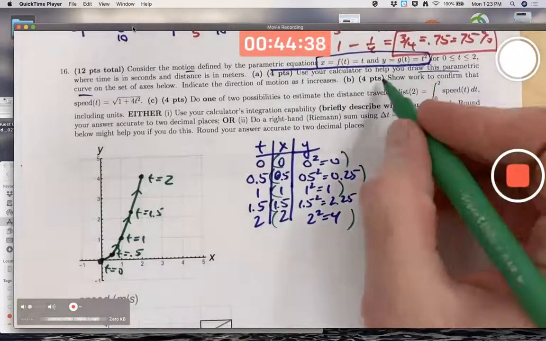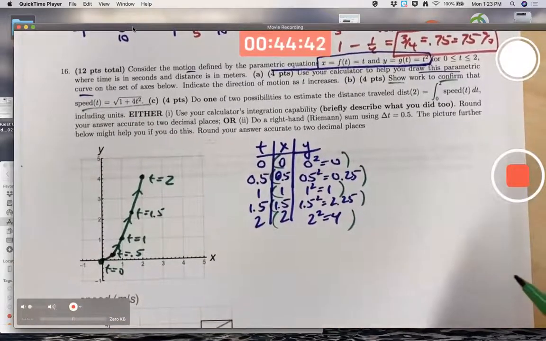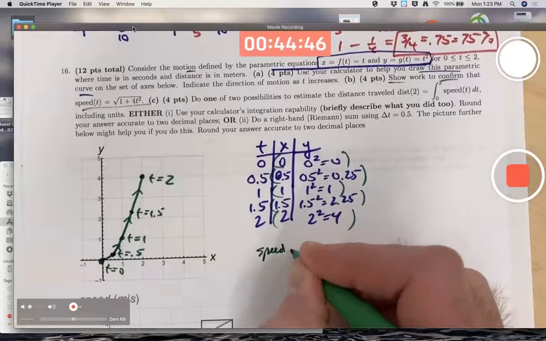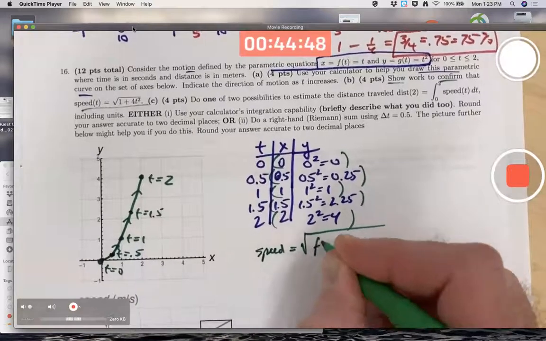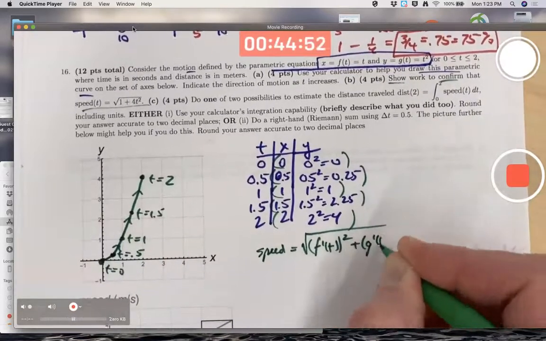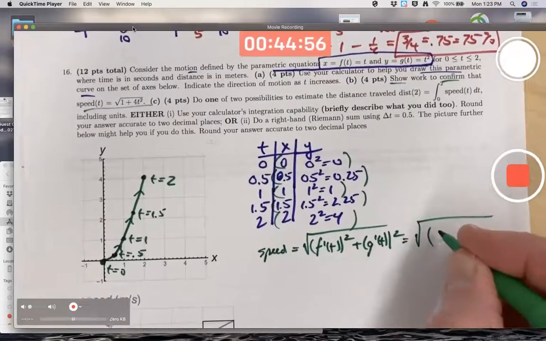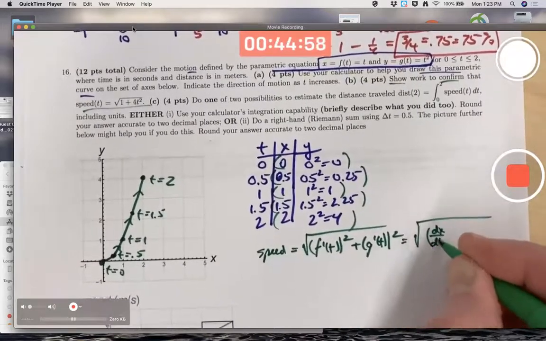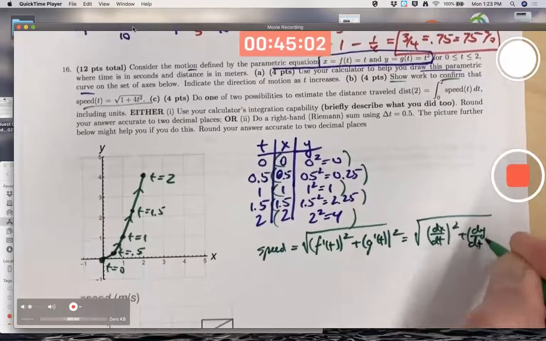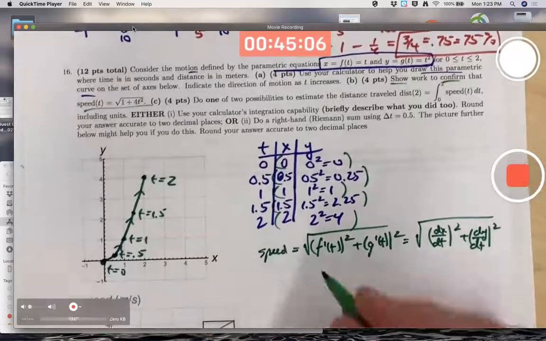Part B, show work to confirm the speed is this. That's just a formula I told you. The speed is the square root of f prime of t squared plus g prime of t squared, or if you prefer with Leibniz notation, that's the square root of dx dt quantity squared plus dy dt quantity squared. And by the way, these are not second derivatives. These are first derivatives squared.